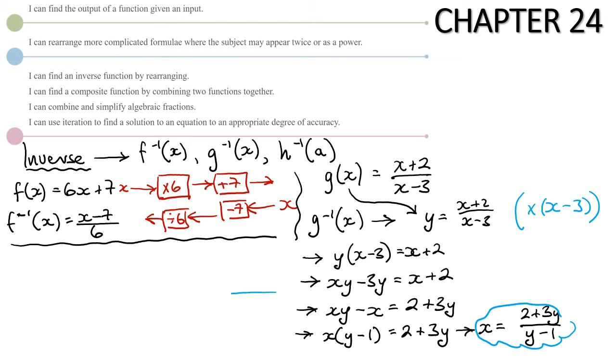Yeah, so I could now write that g negative 1 of x, the inverse, is 2 plus 3y over y minus 1. That's what we do if it's a bit more tricky.